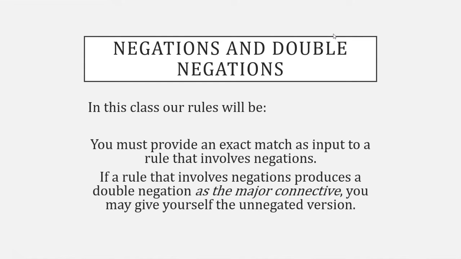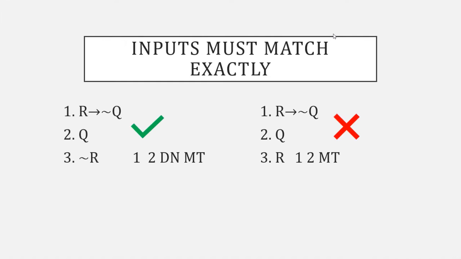You must provide an exact match as input to the rule that uses negations. So I'll show you examples of this, but if a rule that involves negations produces a double negation as the major connective, then you can give yourself the unnegated version. I'll allow you to give yourself the unnegated version. So let me show you examples of those that seem a little abstract. So inputs must match exactly.